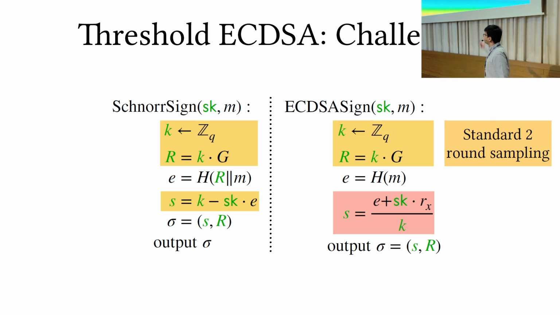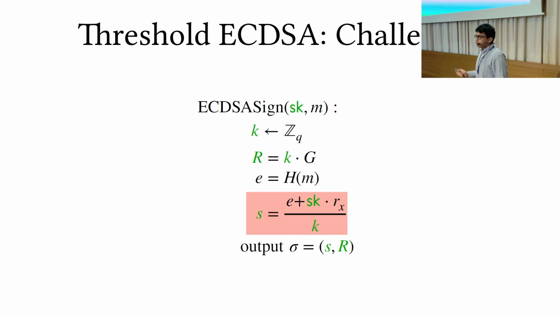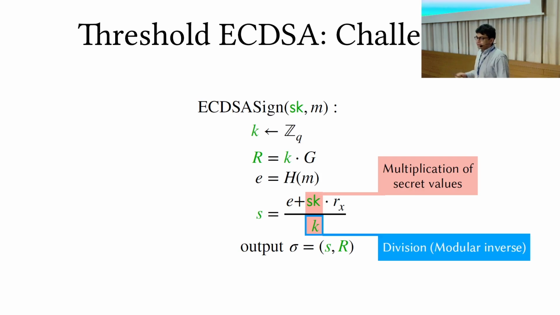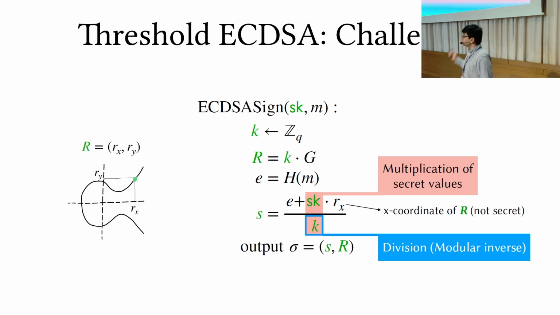And this is some level of nonlinear array. In particular, looking at this more closely, we see that the secret key and the nonce have to be combined in this sort of multiplicative way, and also the nonce turns up in the denominator. And this is kind of inconvenient to deal with in an MPC for secret values. If you notice the RX thing, you can ignore it. This is a public value.